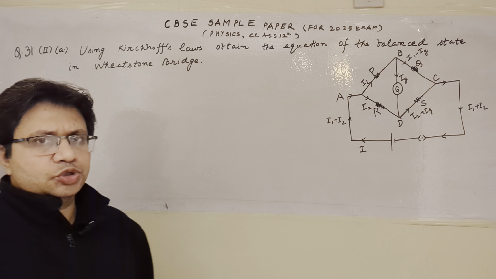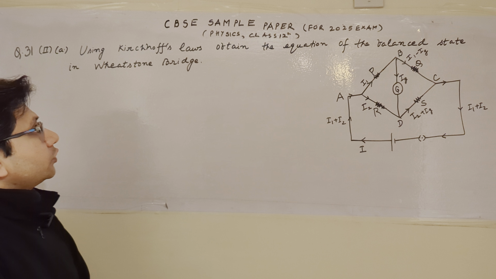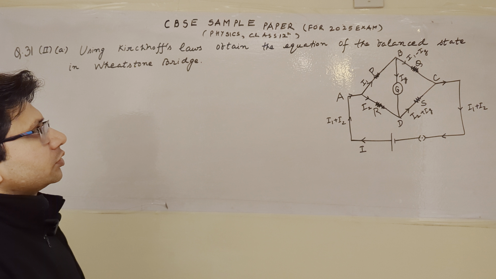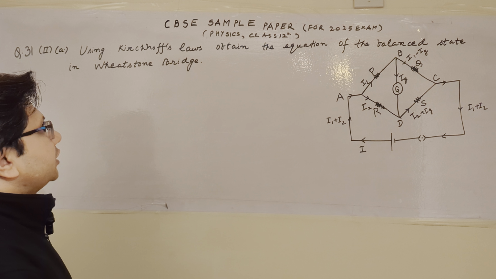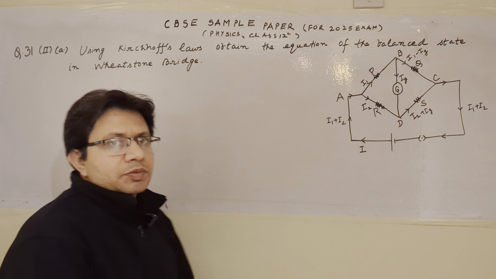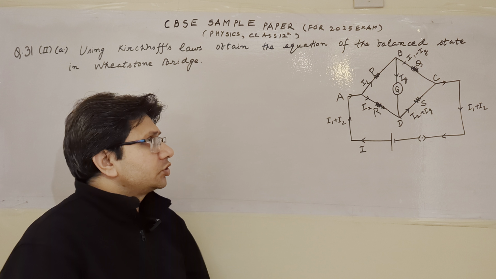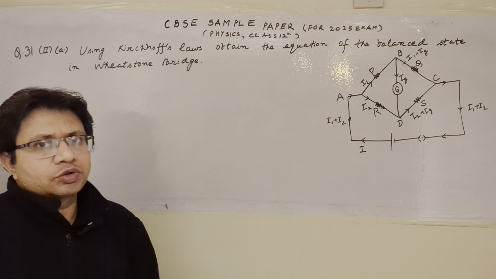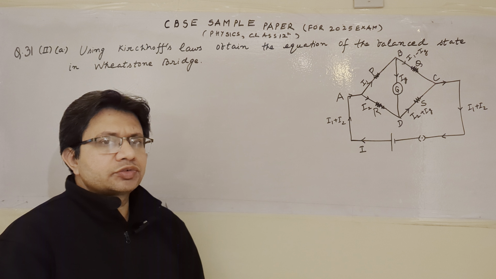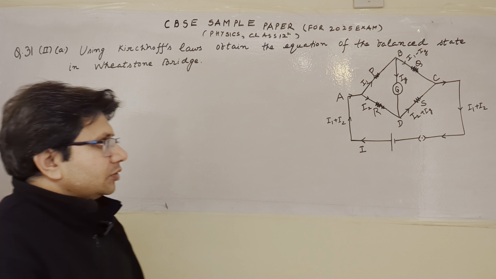Now the question is, using Kirchhoff's laws, obtain the equation of the balanced state in the Wheatstone bridge. So the problem is based on the derivation of the balanced state of the Wheatstone bridge using basic Kirchhoff laws, the Kirchhoff voltage as well as Kirchhoff's current law, KVL and KCL.